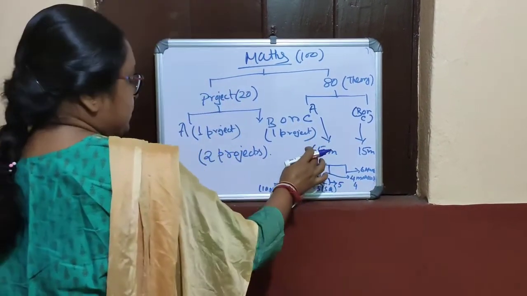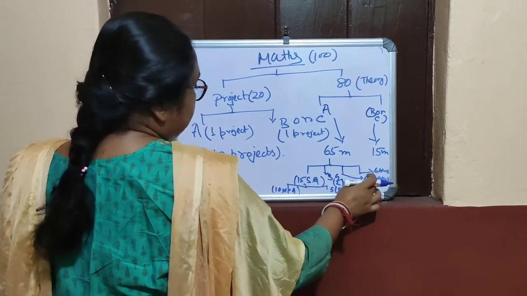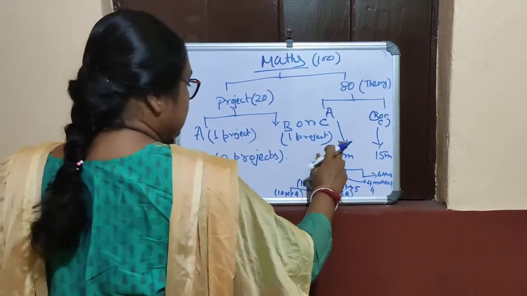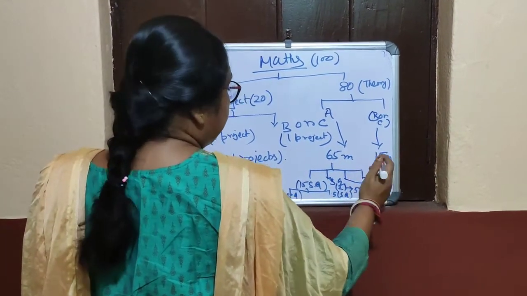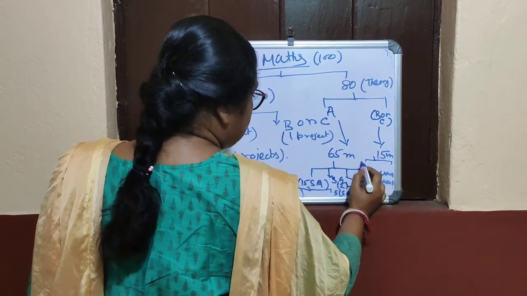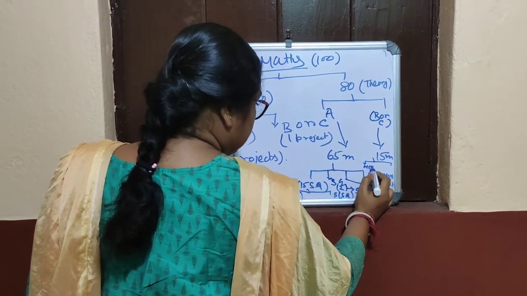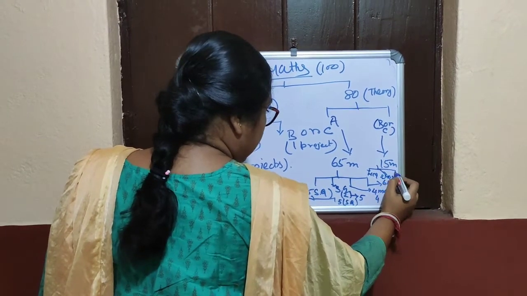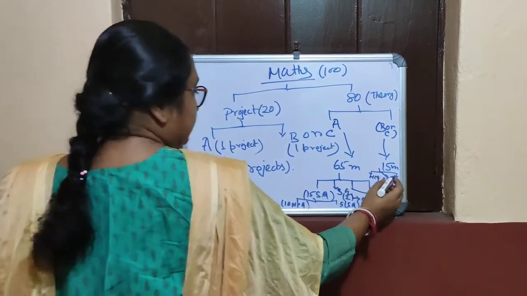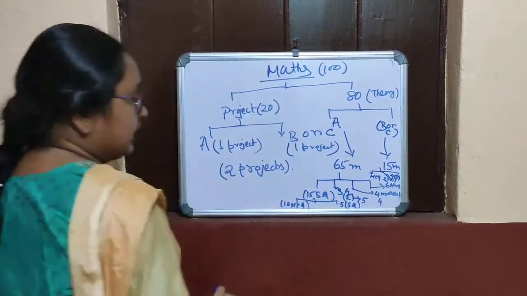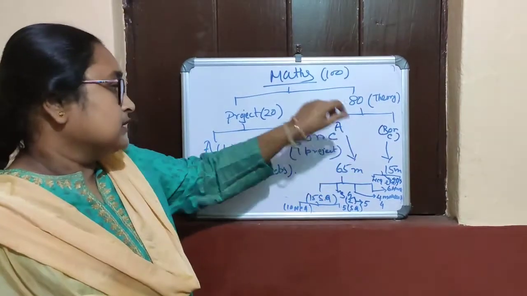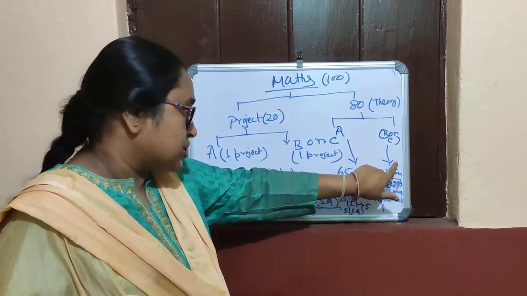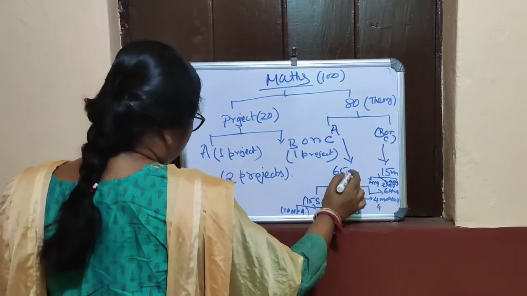Okay, now 65 is 15 plus 10 plus 16 plus 24. Now total marks is 65 and here 15 marks. 15 marks have been divided in 3 parts. First one is 5 MCQ. Second one is 2 marks question 1 and here 4 marks question 2. Now 80 marks having 2 parts, section A and section B or section C. We attempt either section B or section C. And section A is 65 marks.